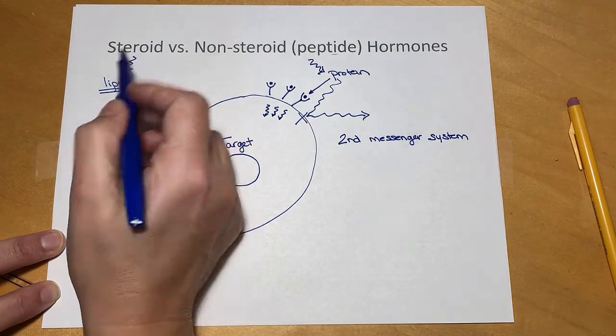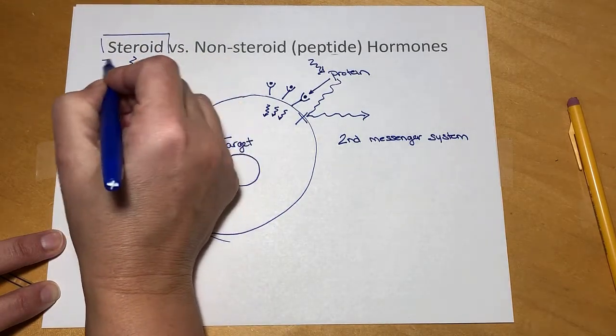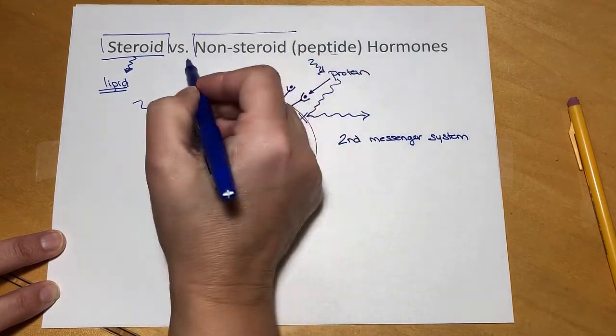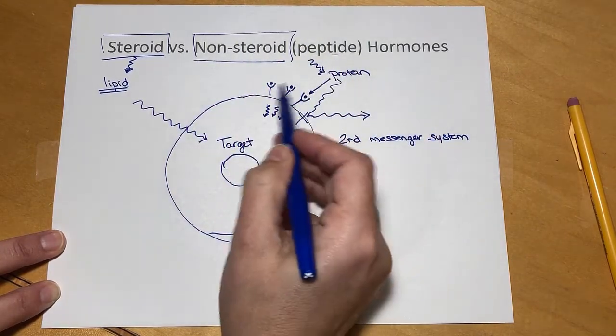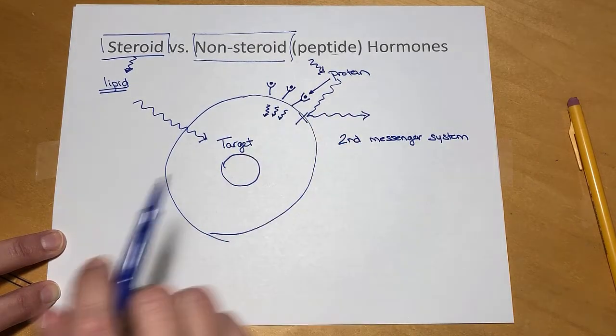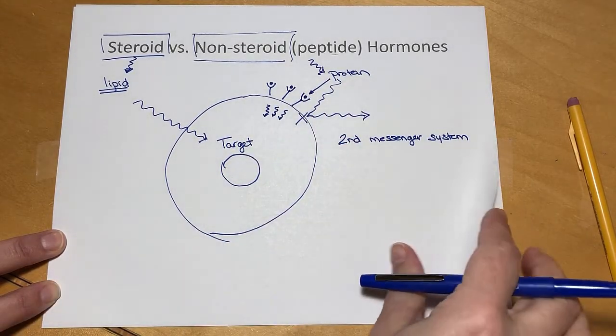So we have our two types of hormones here: steroid hormones, which are lipids and can enter the cell, and non-steroid hormones, which are not lipids and cannot pass through the plasma membrane and have to bind to a receptor on the outside of the cell.